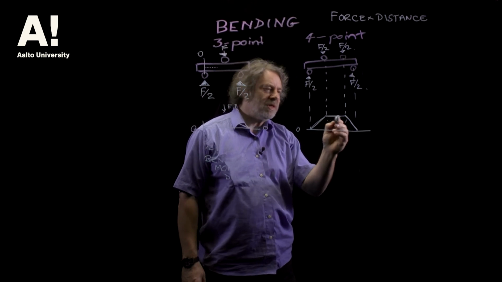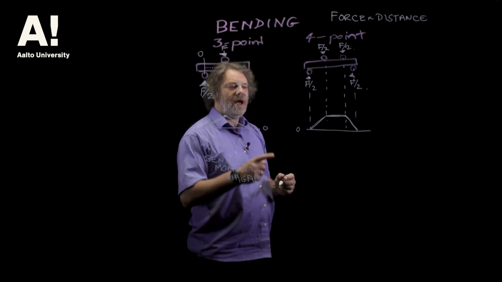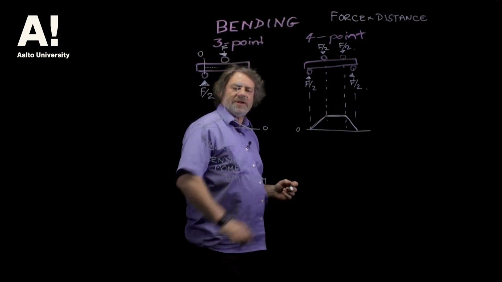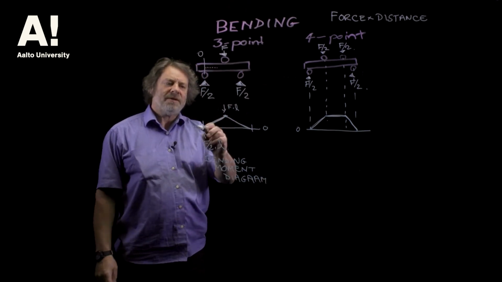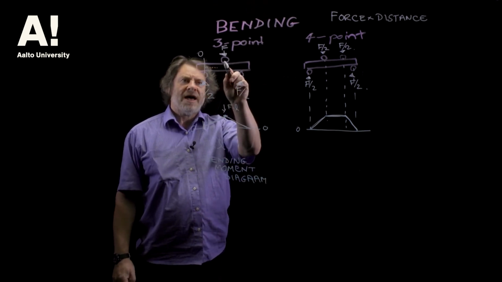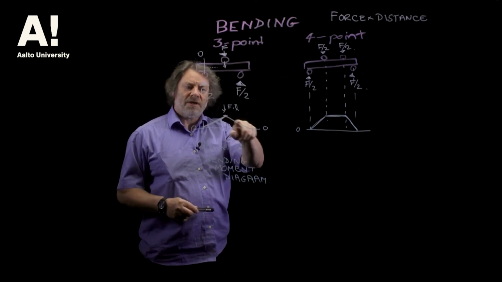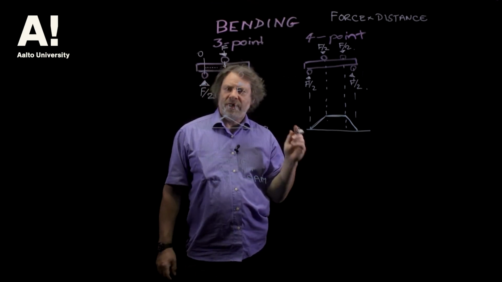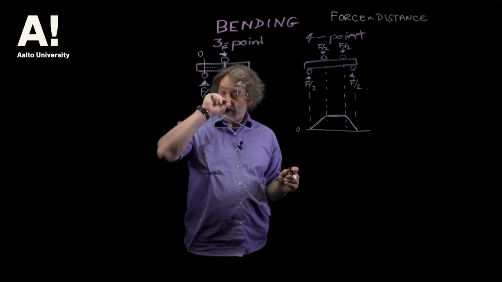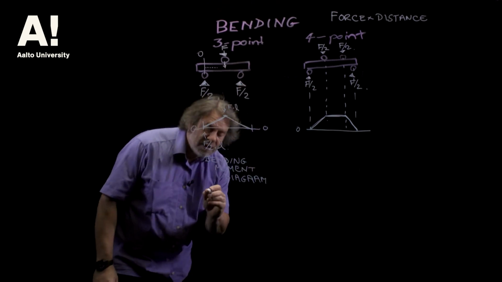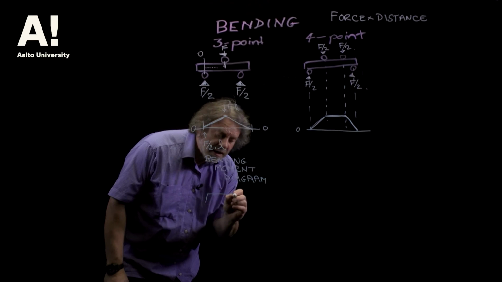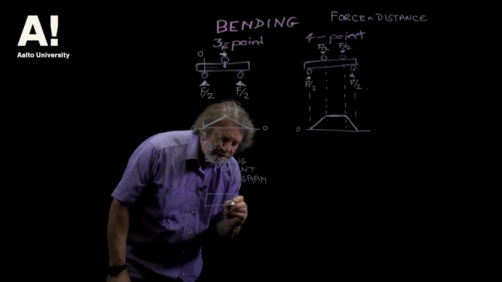So we have a point here where the bending moment doesn't change, whereas with the 3-point bend, the bending moment goes up to a maximum at this point where we're applying the load and then goes back down again. And if we analyse the shear forces that are operating, we find something like this.